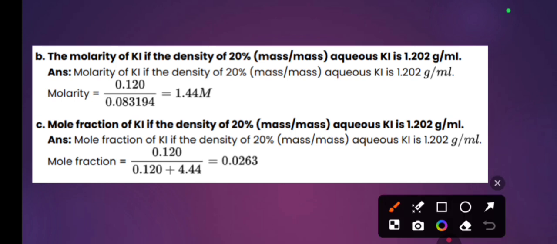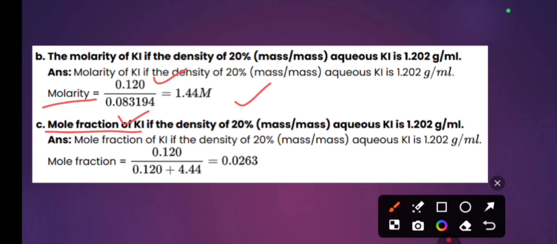So now you can see moles of solute and volume of solution is equal to molarity. You will get the answer 1.44 molarity. Okay. Now what you have to solve, third part, mole fraction.